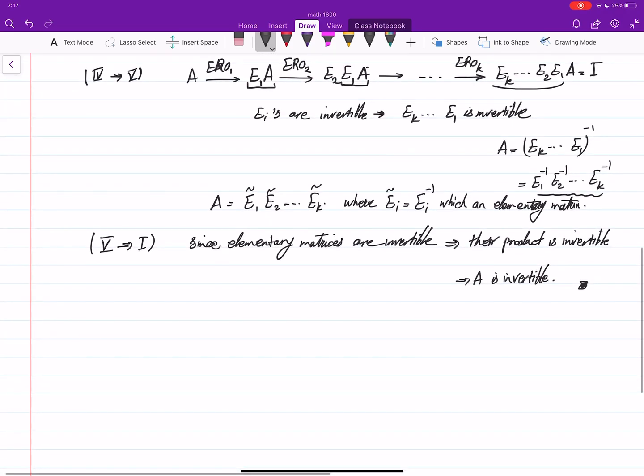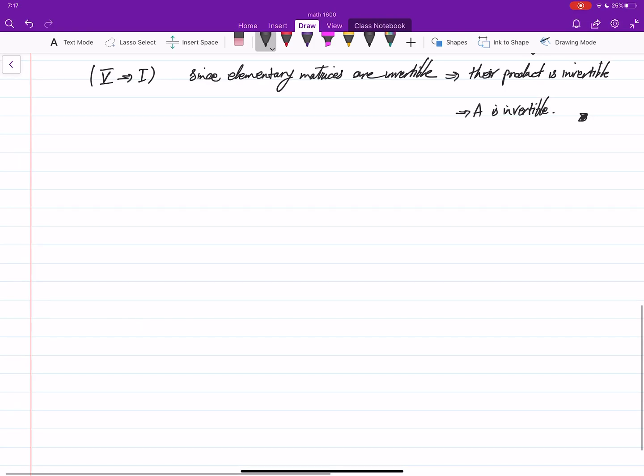One of the very nice applications of this is, let me just write it as a corollary here. Let A, B be n by n matrices. If BA is equal to the identity, then we can conclude that B is A inverse.